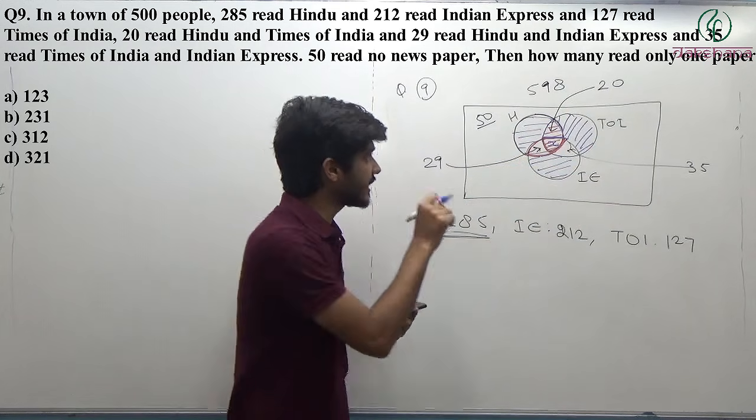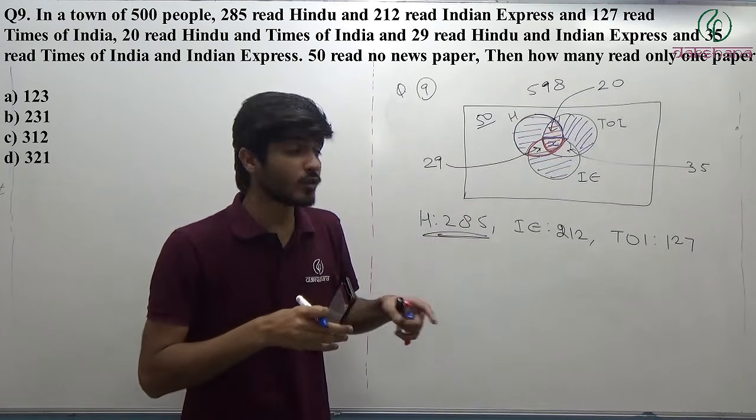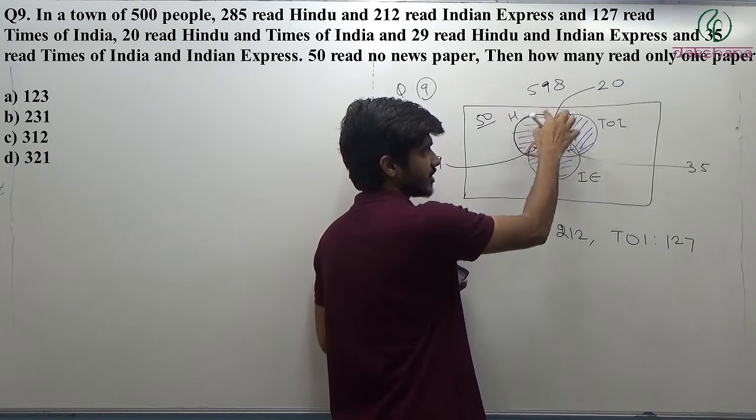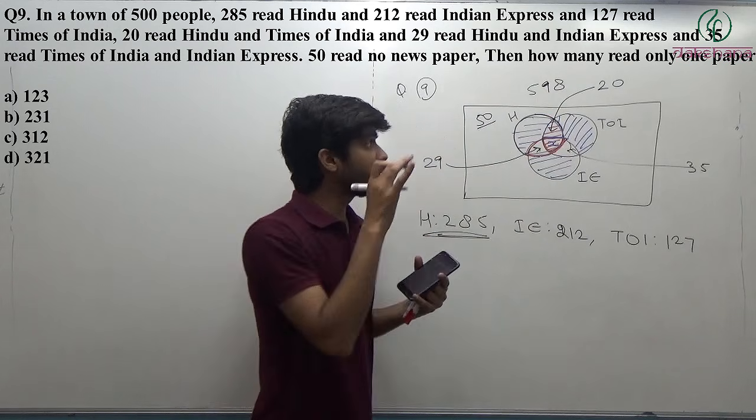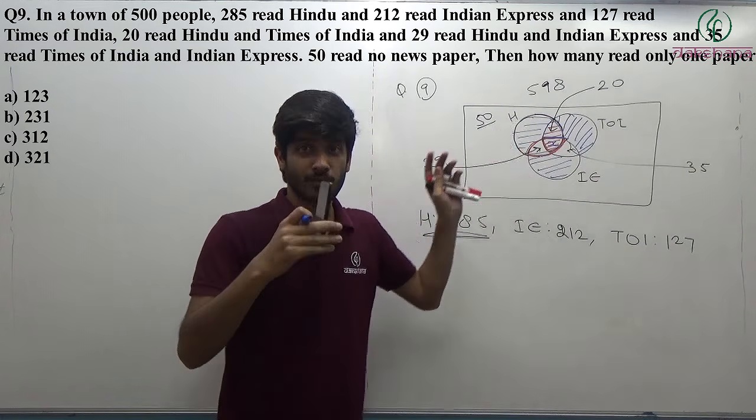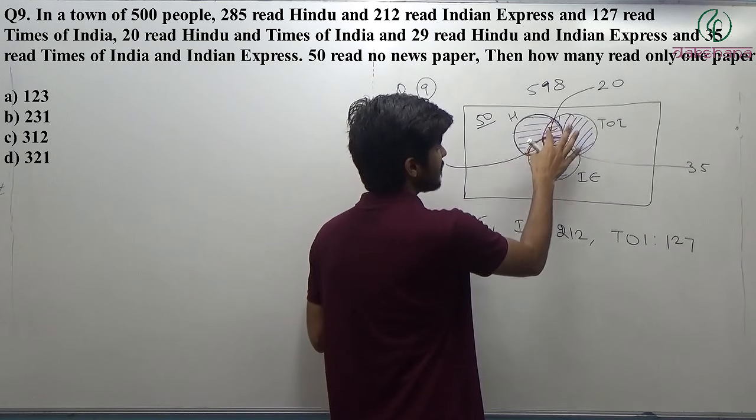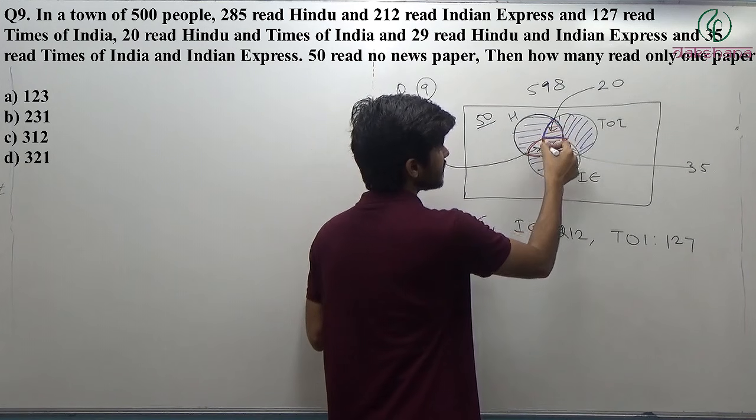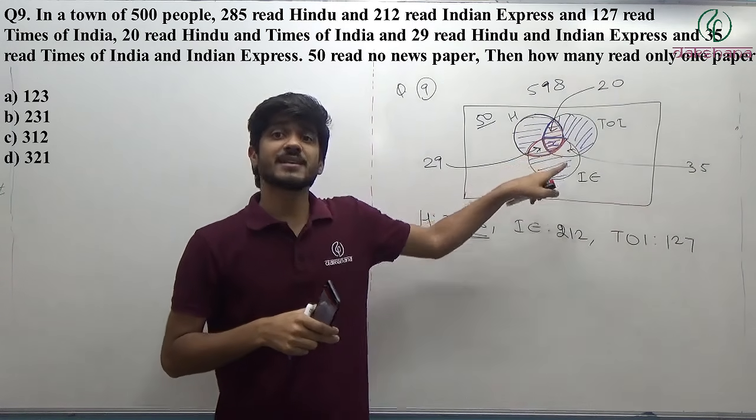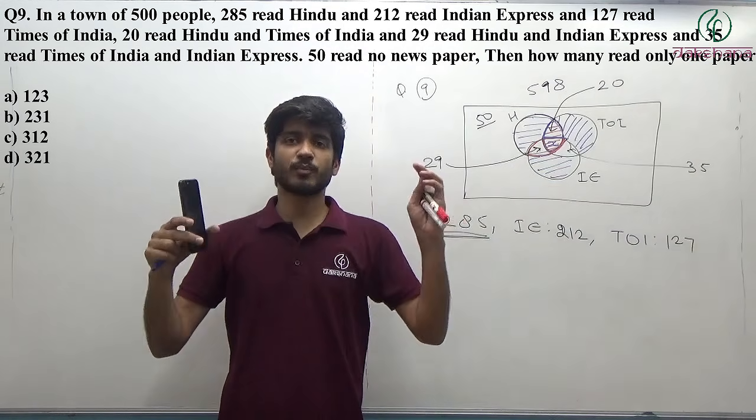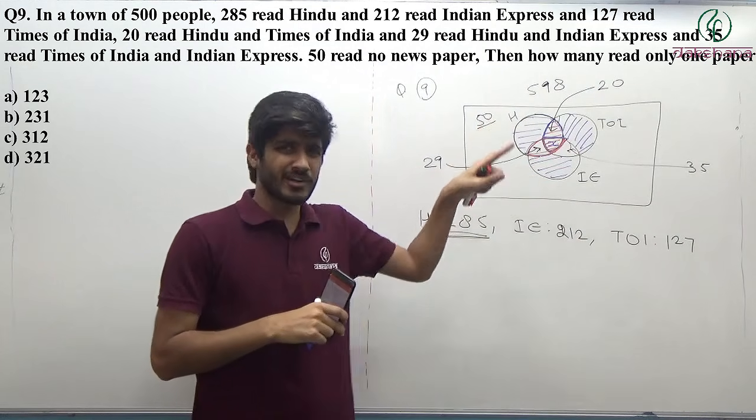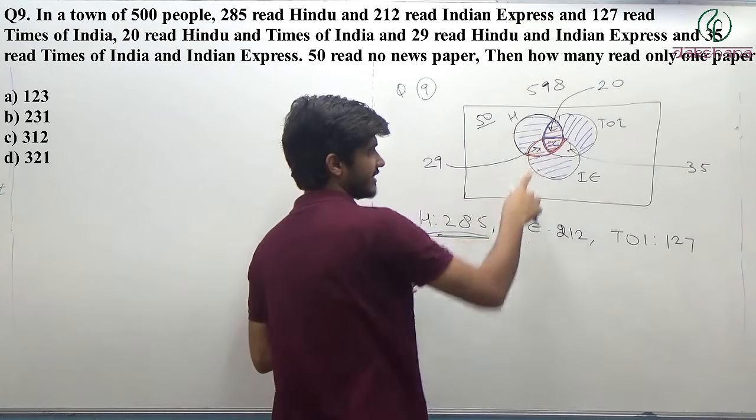Now you can calculate the people reading only Hindu. Because 285 is the whole section, people reading Hindu, you need to subtract people who are reading either Indian Express or Times of India, both of them. So 285 minus 20 minus X, minus 29 minus X, and then minus X also. Those would be the people reading only Hindu. Or there is another way. So that's one way to go about it. But first you need to find the X.